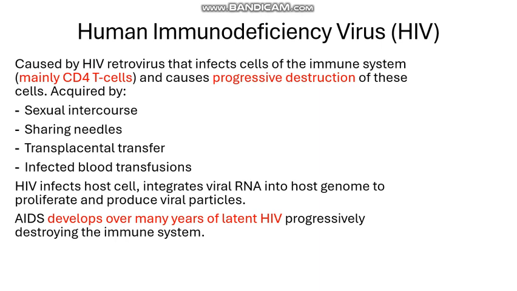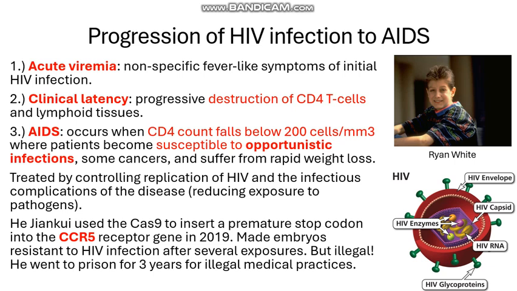So if HIV gets in the blood, or it's able to get through our dermis, through mucosal membranes in the genital regions, it can make its way to the blood, where it can start attacking these helper T cells. HIV infects host cells, integrates viral RNA into the host genome, and then proliferates and produces viral particles. AIDS develops over many years of latent HIV, progressively destroying the immune system, leaving the patient immunosuppressed.